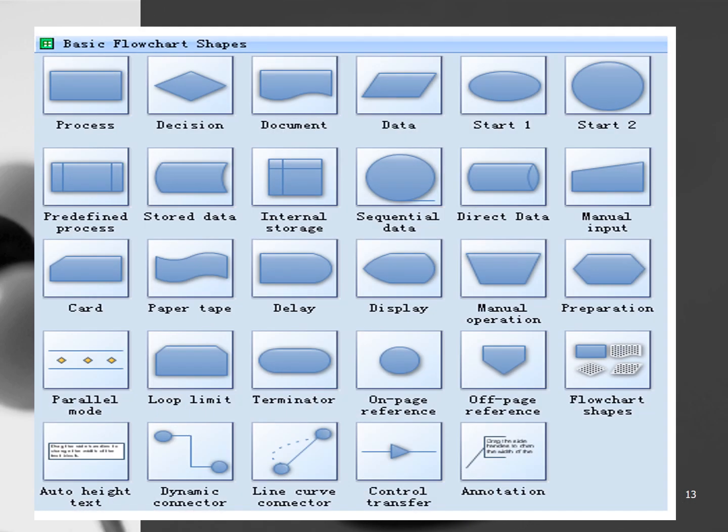This slide shows the additional basic flowchart shapes that you may use. We have data, start 1, start 2, direct data, manual input, manual operation, preparation, terminator, parallel mode, dynamic connector, and many more. Okay, so use these basic shapes when necessary.